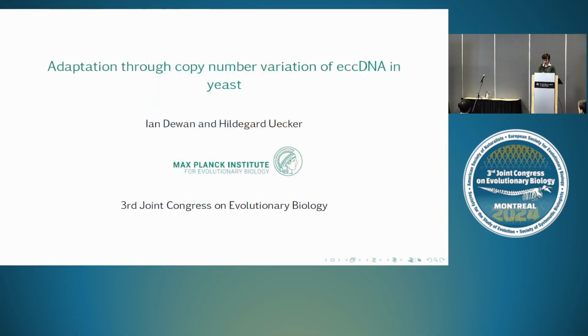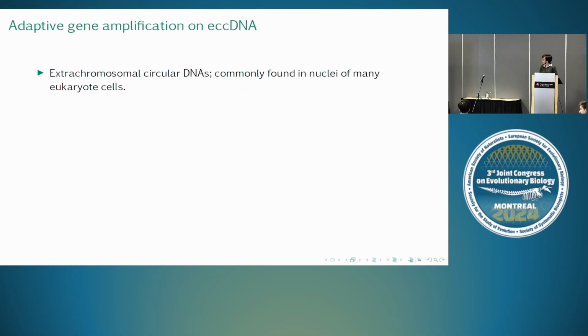Okay, so thank you very much for coming all the way to the farthest end of the conference center to hear me talk about adaptive gene amplification on extrachromosomal circles. Yes, so extrachromosomal circular DNA are extrachromosomal DNA elements. They're also circular. They're commonly found in the nuclei of a large variety of eukaryote cells.